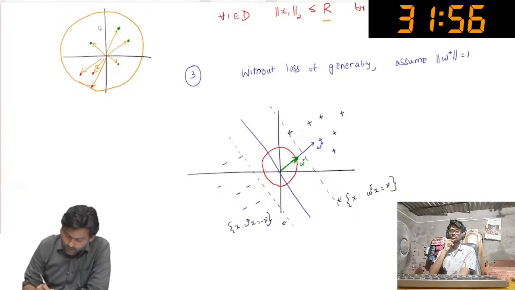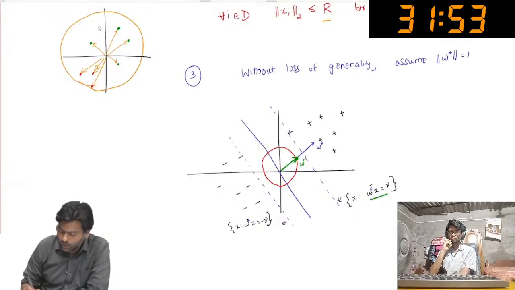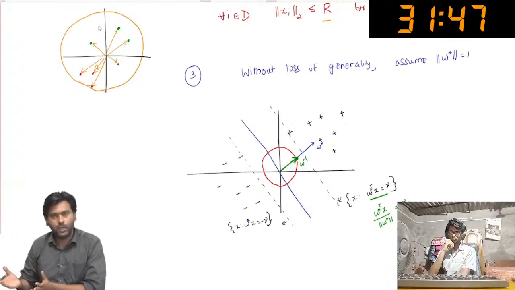Now what is w star dash? Well, with respect to the original w star, this line's equation was w star transpose x equal to gamma. Now if I do w star transpose x divided by norm w star on both sides, well, norm w star is a positive quantity, so that will not affect the equation. The equation still stays the same.